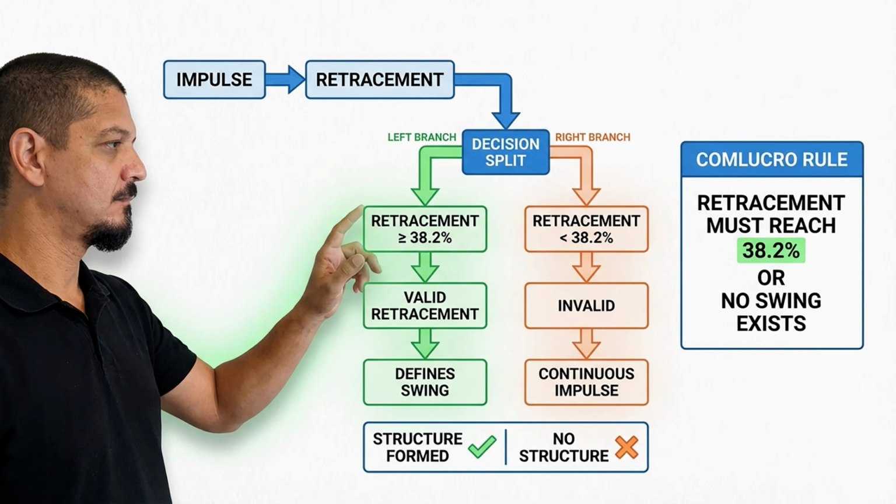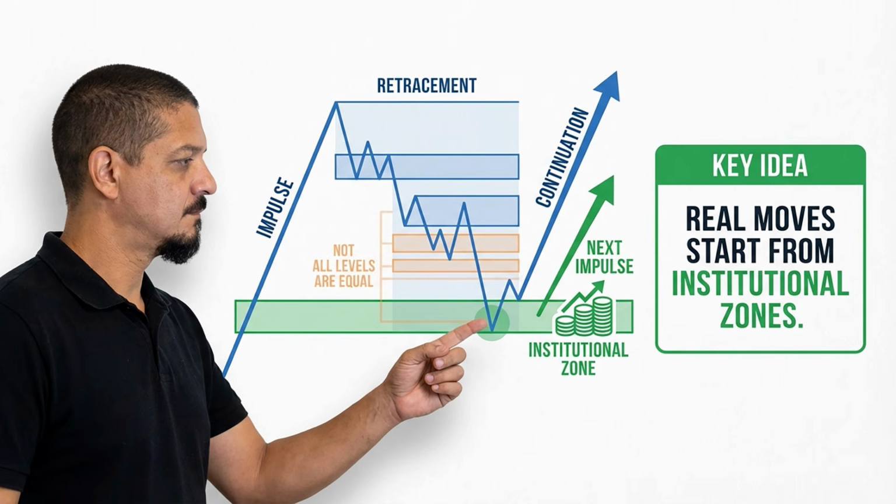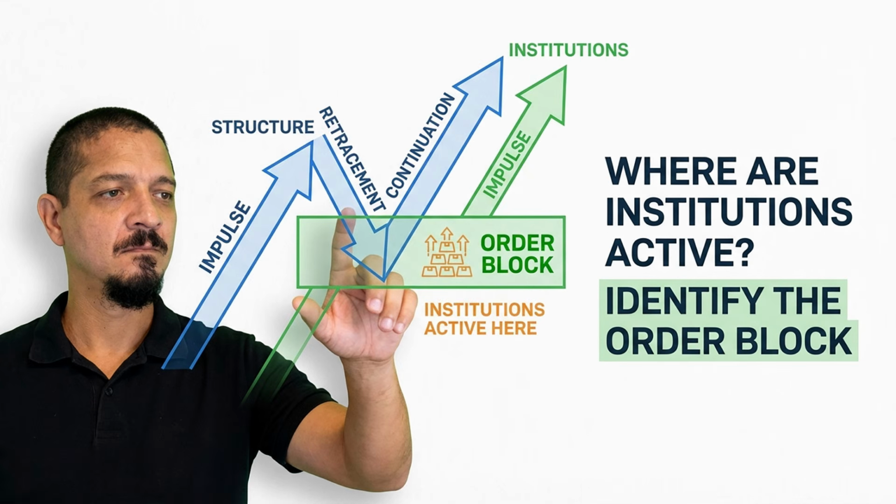For a retracement to define a valid swing and separate impulsive legs, it must reach at least the 38.2% Fibonacci retracement of the prior impulse. If this condition is not met, the move is treated as one continuous impulse and cannot be used to define a major swing. Once a valid retracement is formed, the next step is identifying where that move is likely to find real participation. Because not every level carries the same weight, and certain zones reflect clear institutional involvement that drives the next impulsive move. So once we understand how structure forms and how retracements behave, the next step is identifying where institutions are actually active.